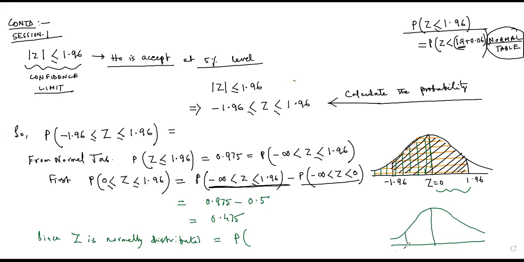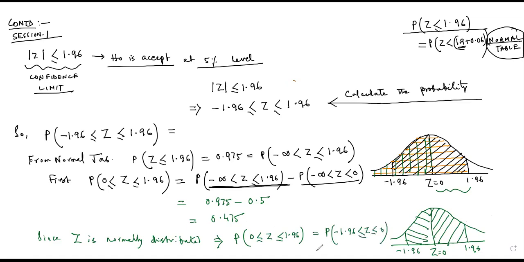This is your point minus 1.96, and this is the point which is plus 1.96. So probability of this section and probability of that section, they are actually same, because Z equal to 0 is the median. So this implies that probability that Z lying between 0 and 1.96 and probability that Z lying between minus 1.96 to 0, they are basically same, and which is equal to 0.475.